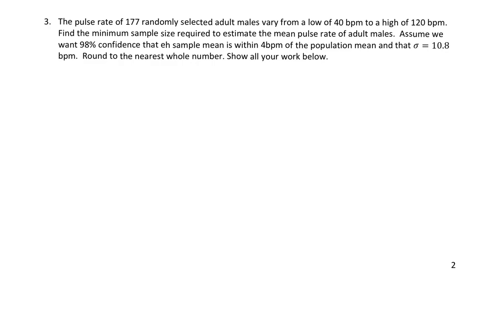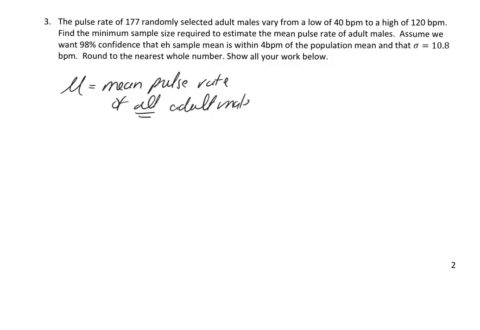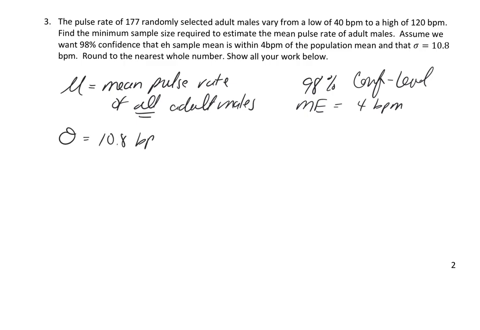Our goal is to estimate mu, where mu is the mean pulse rate of all adult males. And we want to estimate this value with a 98% confidence level. And we want to make sure that we are not off by more than 4 beats per minute. So that's our margin of error. We're also given some population data where the population standard deviation is 10.8 beats per minute.